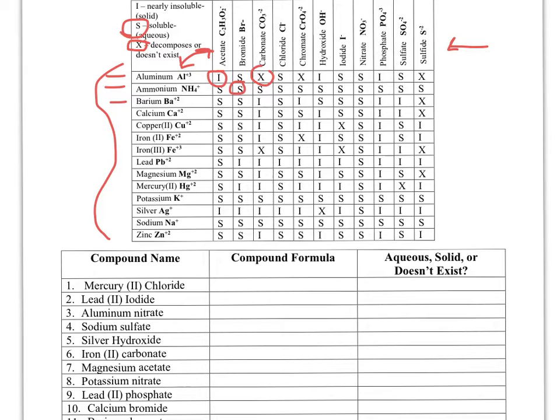And then at the top here, if you get to the I, that means nearly insoluble, which means a solid, meaning that if it's sitting in water and that compound comes up with an I, it means that it's going to be a solid. So it's going to be sitting at the bottom of the liquid, okay? So you'll actually be able to see it. Let's jump into some of the formulas and figuring out if it's a solid or it doesn't exist or if it's aqueous. And then from there we can kind of get the hang of it.